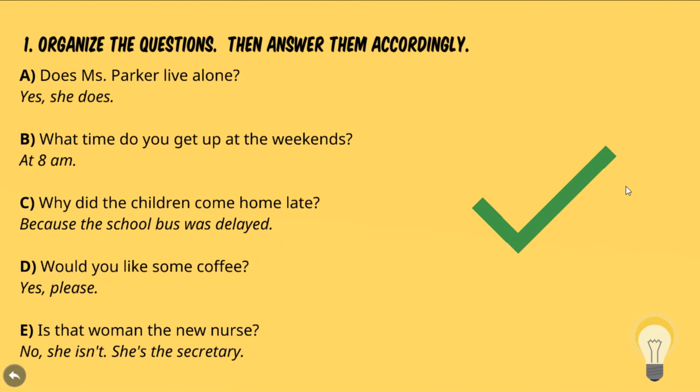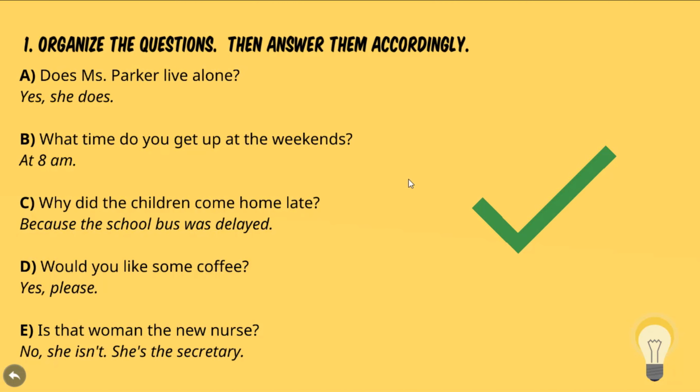This is the correction. Let's analyze it so we can clarify things. Question A. As you can see, we start with the auxiliary does. Does Miss Parker live alone? Miss Parker, we know that is a woman. We have auxiliary, subject Miss Parker, verb, and a complement. Yes, she does. Es una pregunta cerrada para aclarar que sí, y en la respuesta corta, claro, que es does, porque estoy hablando de ella.